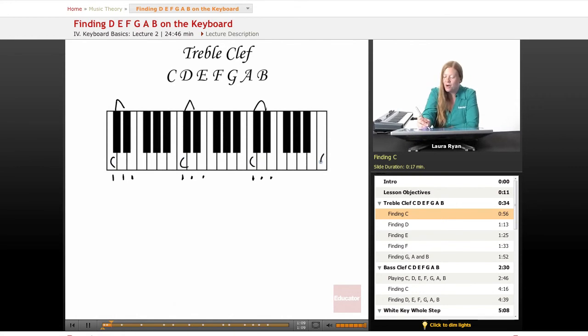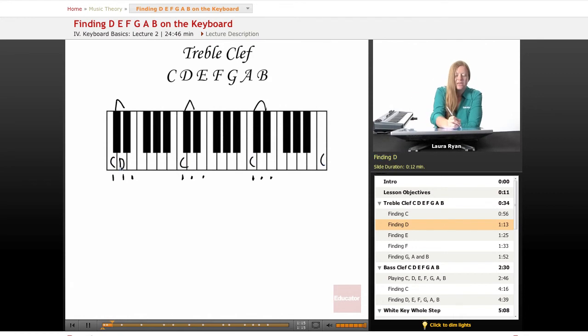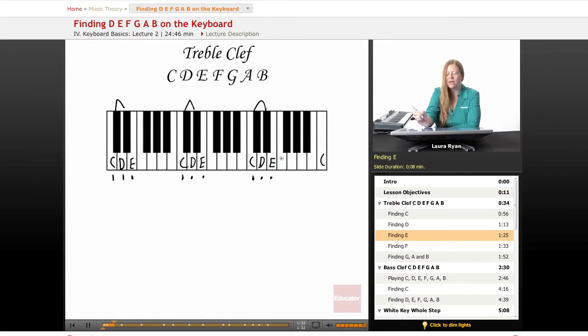As you remember from the alphabet, D comes after C. So the note D, we will write on each white key right after C. A way to find D really quickly is to look for the 2 black keys. D is right in the middle of the 2 black keys. Finding E, E comes after D. Let's write our E.